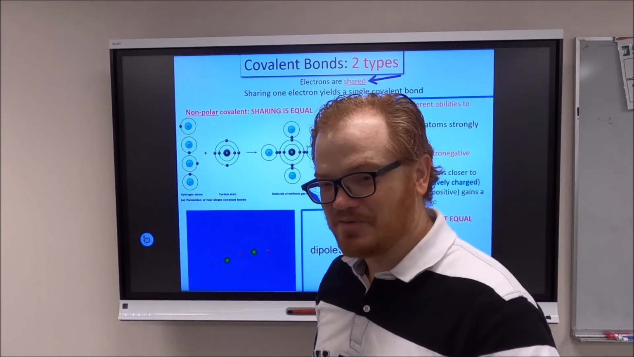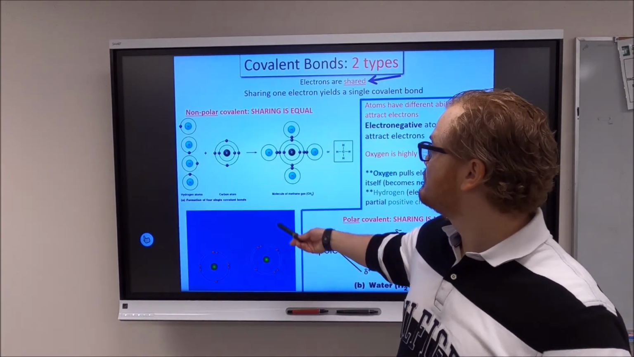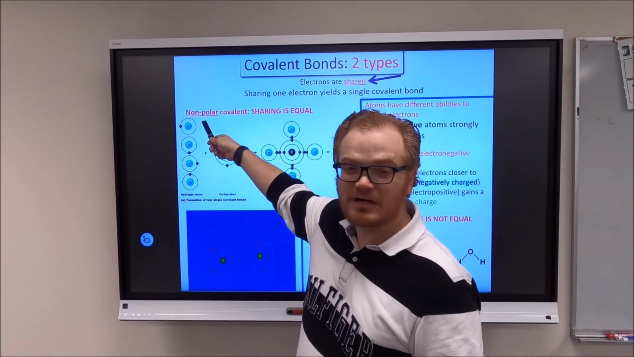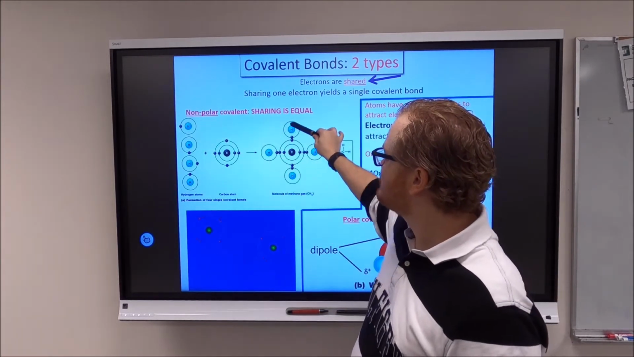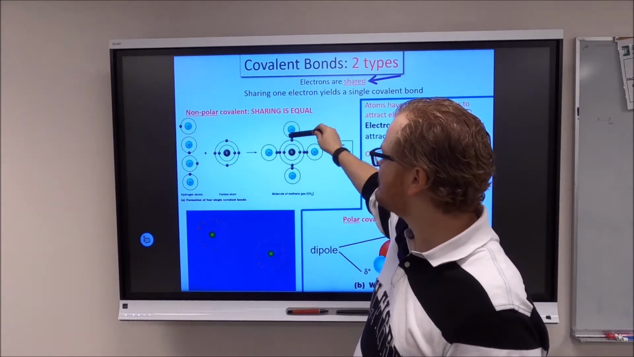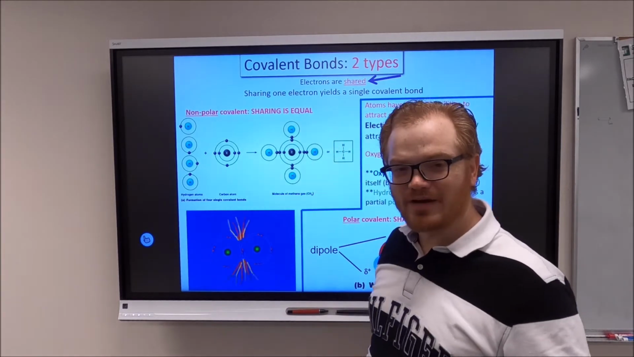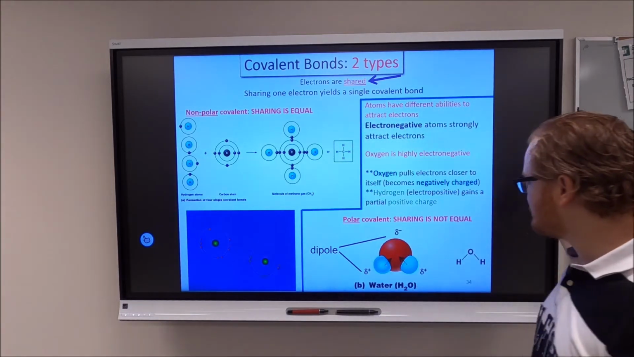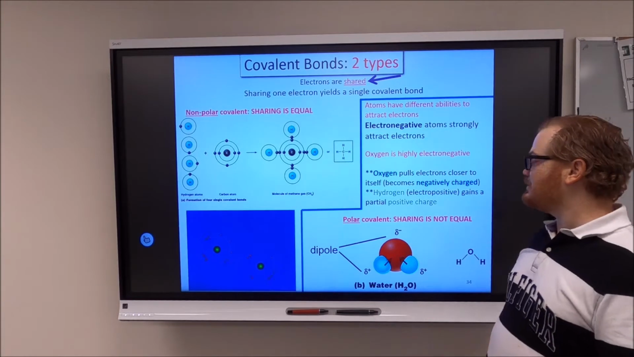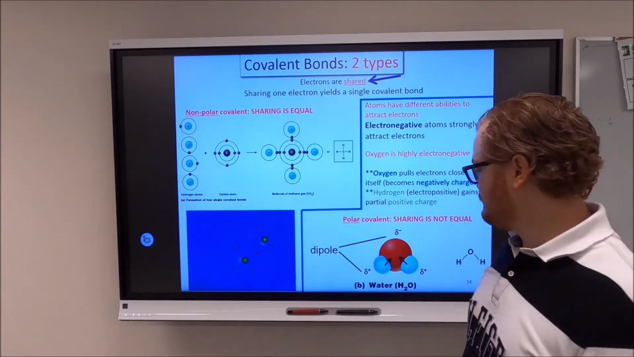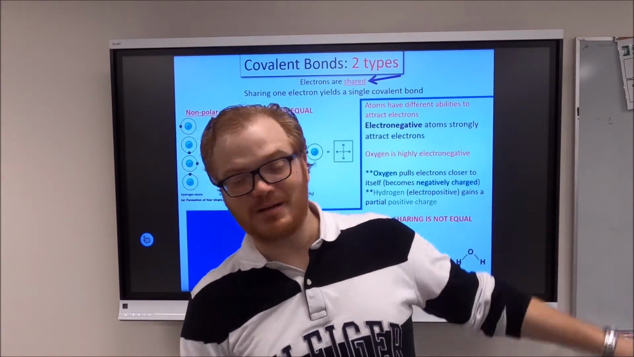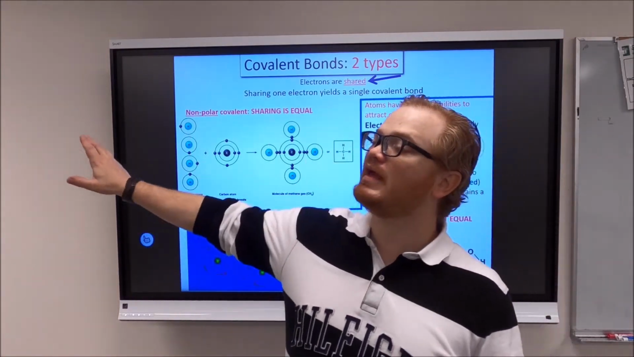But, as is the way of things, sometimes you share equally. It would be considered a nonpolar covalent bond, and these are nice symmetrical molecules, I should say. Nice and symmetrical, nonpolar covalent, equal sharing, versus polar covalency. In polar covalent bonding, the sharing is not equal. The electrons hang out around one side of the atom or molecule more than they hang out on the other side of the molecule.